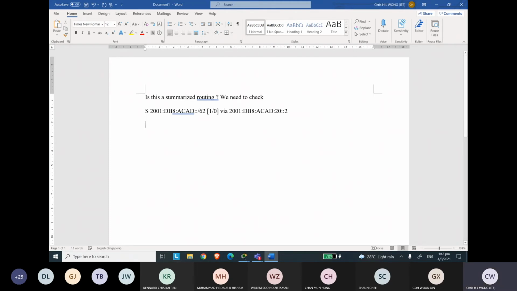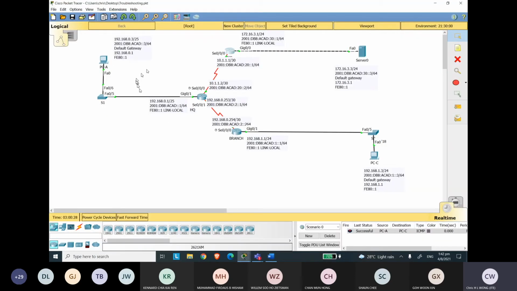Okay, is this a summarized routing? We need to check. I'm back. So the first thing you need to do, just like IPv4, is write down all the network addresses of the three networks. You're going to write down this network address, this one, and this one, so that we check whether the summarized routing is correct. The first network address is this, 2001:DB8:ACAD:0.